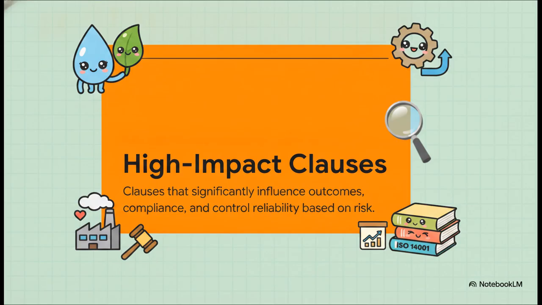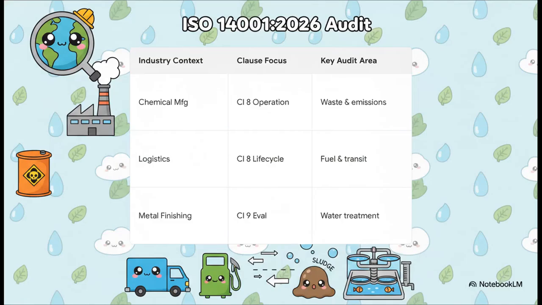But here is the absolute most important takeaway. A high-impact clause isn't a static, set-in-stone thing. It's a moving target. It changes entirely based on the unique environmental stakes of your specific organization. What is incredibly high impact for one facility might be totally low impact for another. Let's look at how industry context totally dictates this focus.